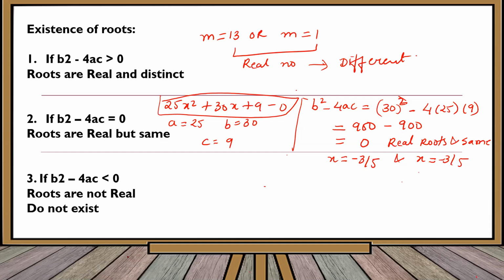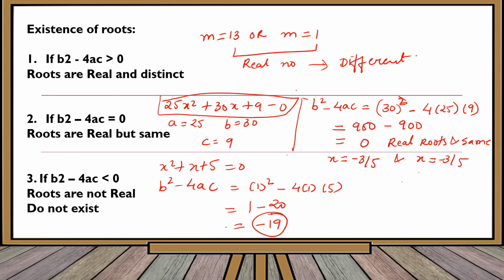Now b square minus 4ac less than 0. Let's take another example for that: x square plus x plus 5 equal to 0. What is the discriminant? b square minus 4ac is equal to 1 square minus 4 into 1 into 5. So this is 1 minus 20, which is equal to minus 19. So it's a negative number, less than 0. So the roots of this equation will not exist at all. No real roots.